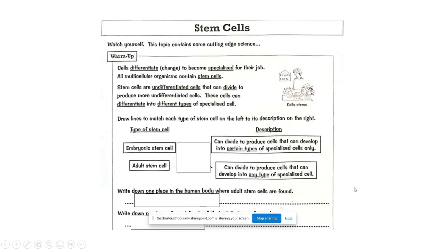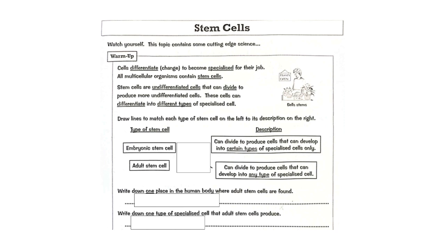Okay, first question was about stem cells. Cells change to become specialized for their job. All multicellular organisms contain stem cells. Stem cells are undifferentiated cells that can divide to produce more undifferentiated cells. These cells can differentiate into different types of specialized cell. Draw lines to match each type of stem cell on the left. Choose the description on the right. So you need to remember this.